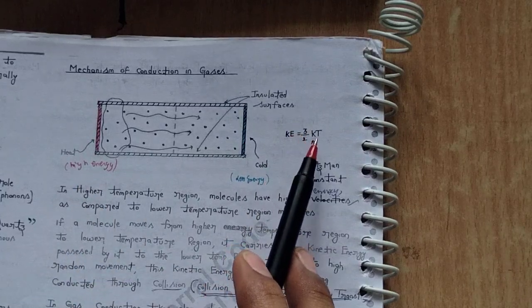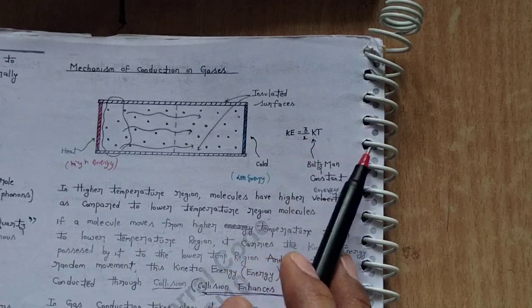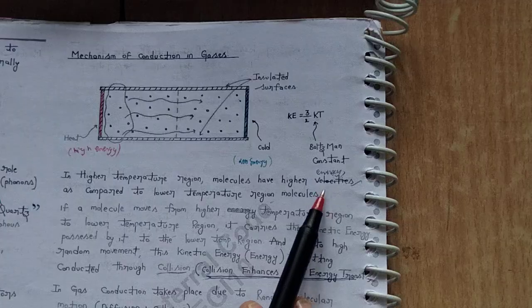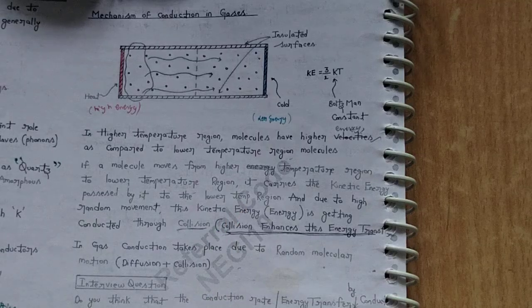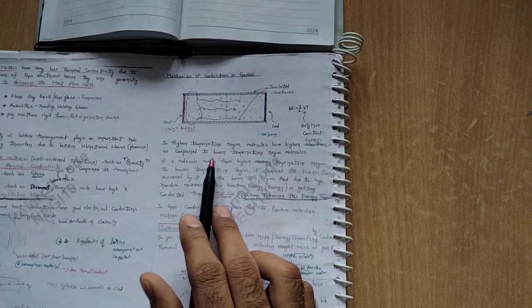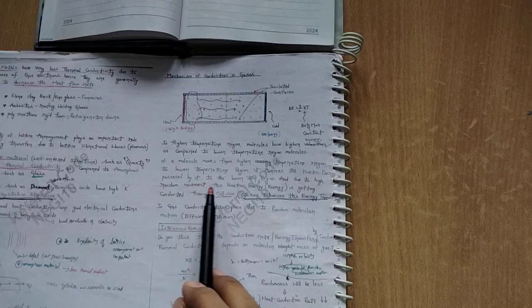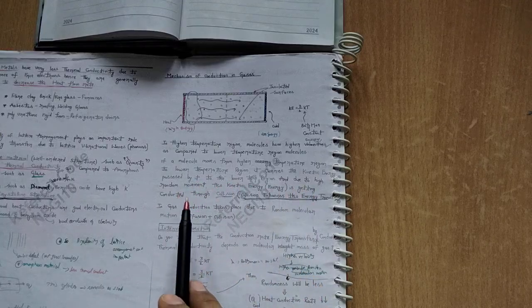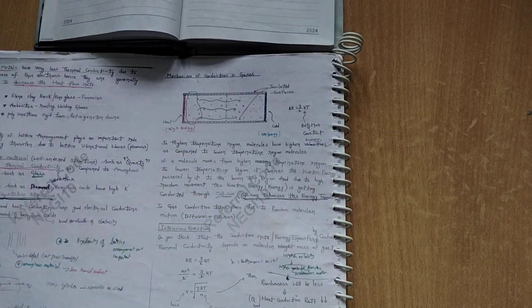Next, with the Boltzmann constant k, kinetic energy equals 3/2 kT. At higher temperature the molecules have higher energy compared to those at lower temperature. If molecules move from the higher temperature region to the lower temperature region, the kinetic energy is transferred, and due to the high random movement it gets converted to collisions. A lot of collisions will occur here, and due to the collisions the heat transfer will occur. I think you can understand.